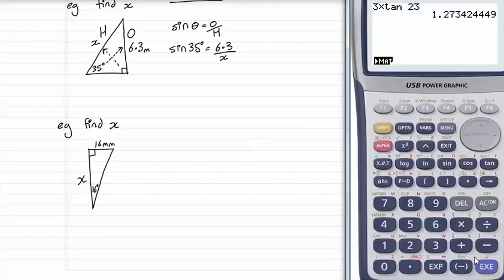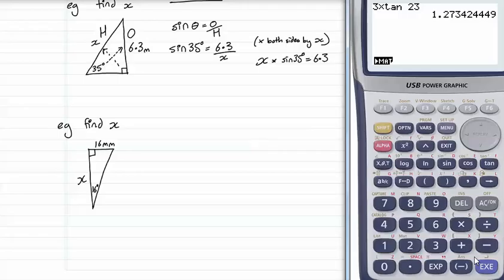Now I'm going to put this next line of working over to the side because I actually don't need you to show this. I'm going to multiply by x on both sides, and I'll get x times sine 35 degrees equals 6.3. So I've multiplied both sides by x. I'll pop that in brackets, and that gets x up to the top, so I don't have to worry about the fact that it's underneath a fraction. But we still don't have x on its own.